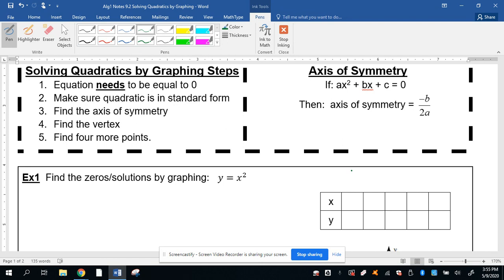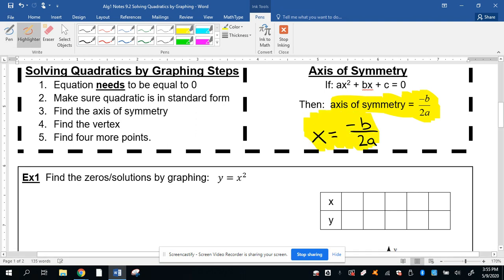We're going to find the axis of symmetry, and the axis of symmetry is this equation right here, which is just our x term equals the -b/2a term. So to get that axis of symmetry, we're going to be making sure that it is in standard form. Then we're going to find the vertex from that axis of symmetry and then find 4 more points.